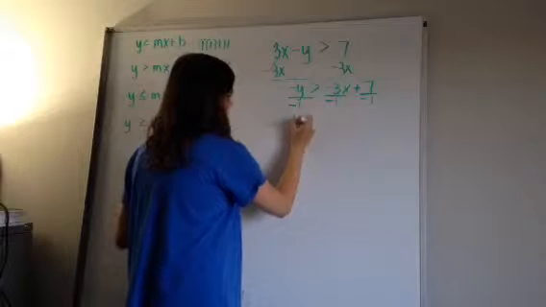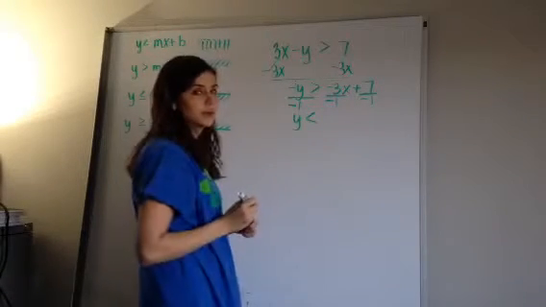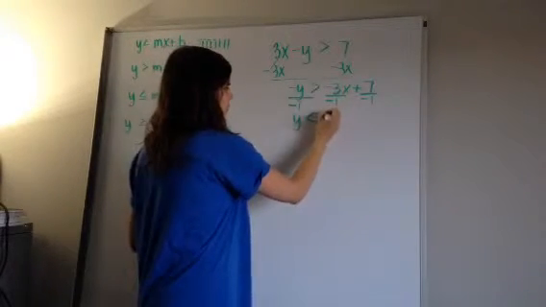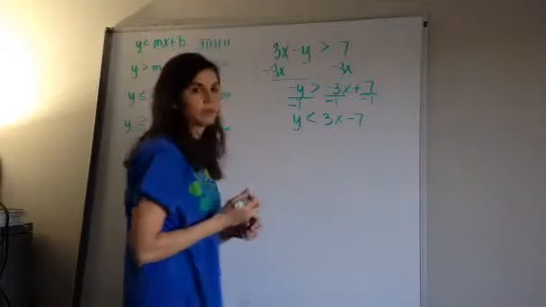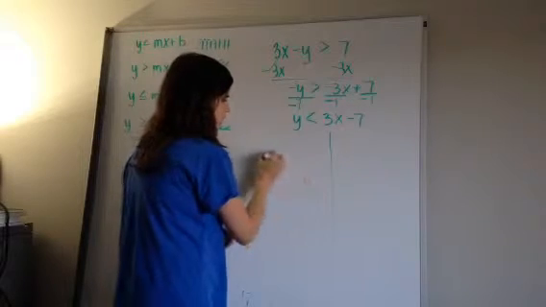So we're going to have y is, now it's going to be less than. Negative 3 divided by negative 1 is positive 3. 7 divided by negative 1 is negative 7. So let's graph this.